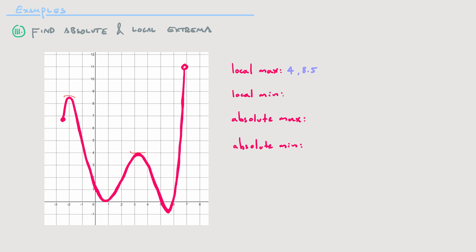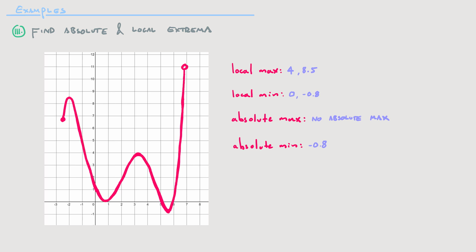Local minimum, looking for valleys. I see, again, 2 of them. I went with 0 and negative 0.8. But if you went like negative 0.9, negative 0.7, those are all within reason. And then I also noticed that this particular minimum, which is negative 0.8, is also the lowest y value. So I also recorded it for being an absolute minimum. Absolute max, I said none, right? Because the highest point is an open dot.